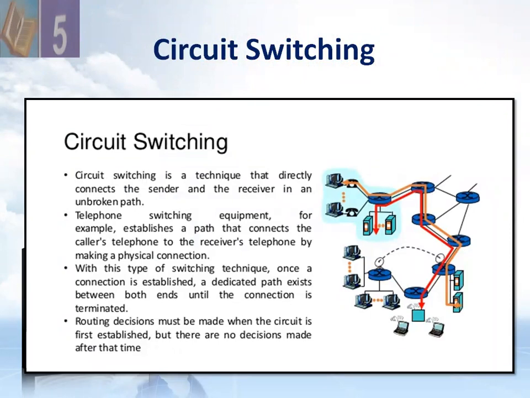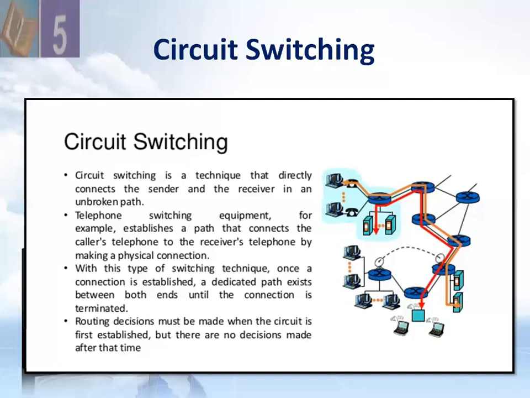Circuit switching is a technique that directly connects the sender and the receiver in an unbroken path. Telephone switching equipment, for example, establishes a path that connects the caller's telephone to the receiver's telephone by making a physical connection. With this type of switching technique, once a connection is established, a dedicated path exists between both ends until the connection is terminated. Routing decisions must be made when the circuit is first established, but there are no decisions made after that time.